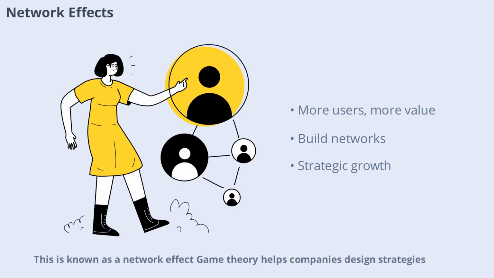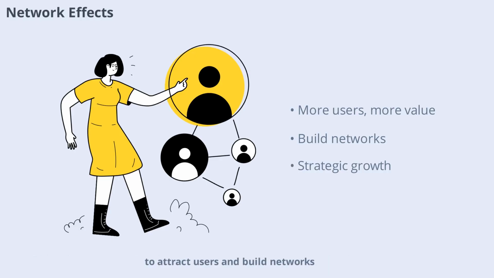In many modern settings, the value of a product or service increases as more people use it. This is known as a network effect. Game theory helps companies design strategies to attract users and build networks, from social media platforms to ride-sharing apps. Strategic interaction is key to success in these environments.